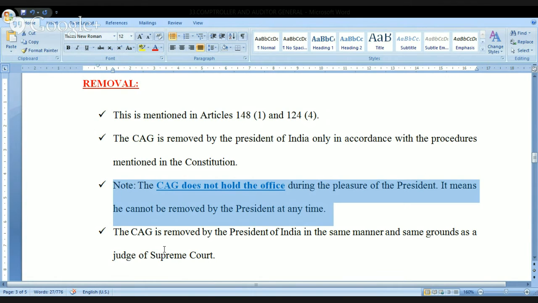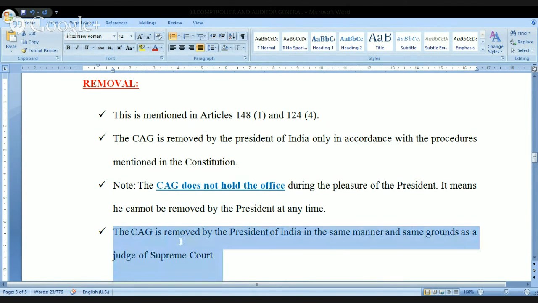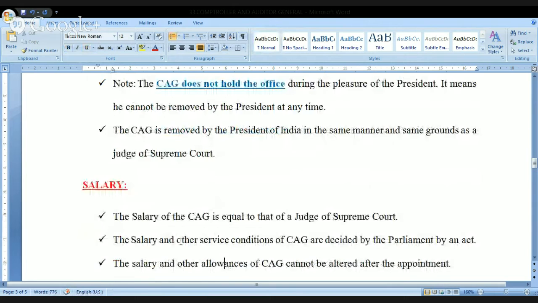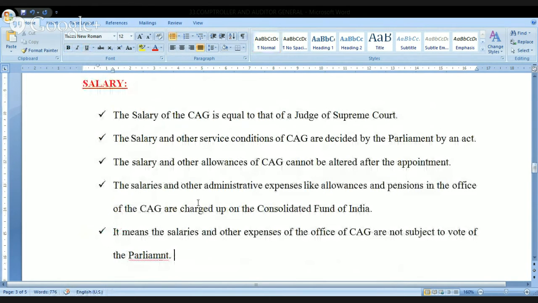Okay, look at this. The CAG is removed by the President of India in the same manner and on the same grounds as a judge of the Supreme Court. We have explained this very clearly. Salary: the salary of the CAG is equal to that of a Supreme Court judge. The salary and other service conditions of the CAG are decided by the Parliament. This is important for me. They are decided by the Parliament. They cannot be altered after the appointment. I told you already what the meaning of this is. They cannot be varied to his disadvantage.